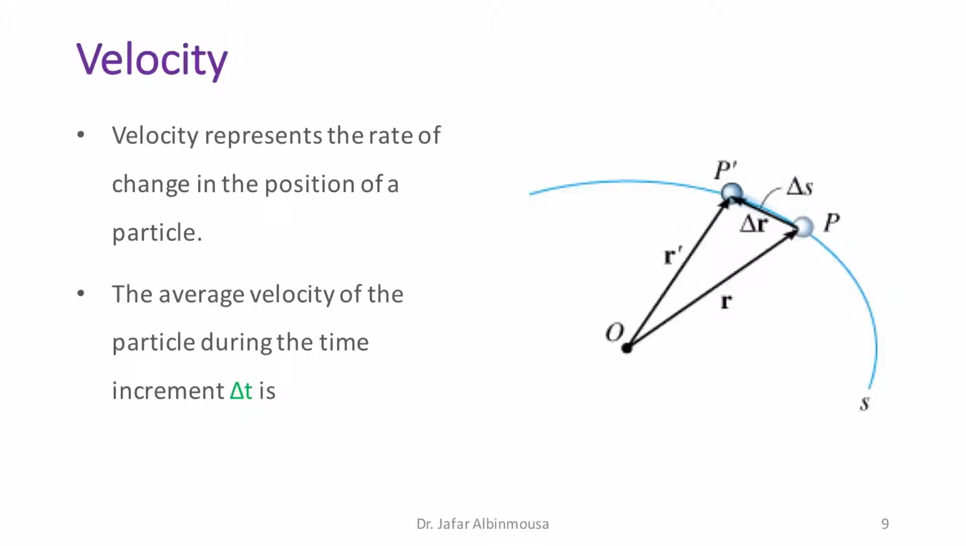If we know the displacement, we can measure the velocity. The velocity represents the rate of change in the position of a particle. The average velocity of the particle during the time increment delta t is v average, which is going to be delta r over delta t. If we write this in vector notation, this is delta r over the time it takes the particle to move from point P all the way to point P prime.